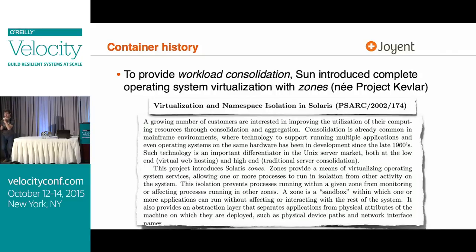And actually, if you take away one thing from this talk, it would be to go look at this design document circa 2002, virtualization and namespace isolation in Solaris. This was the project that was originally named Kevlar. Hint, do not codename your project with what is clearly a synthetic trademark name.